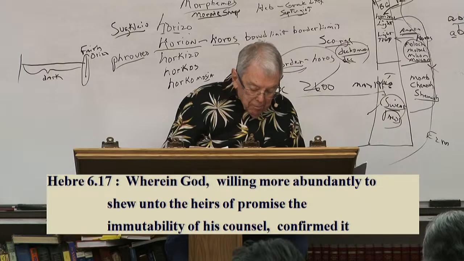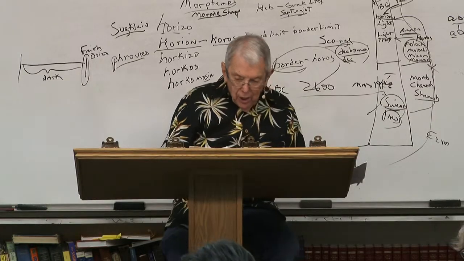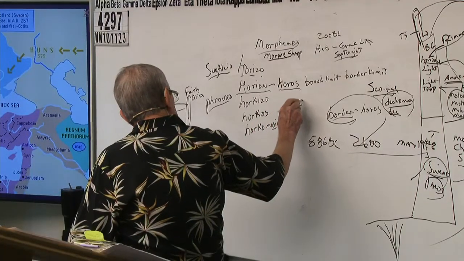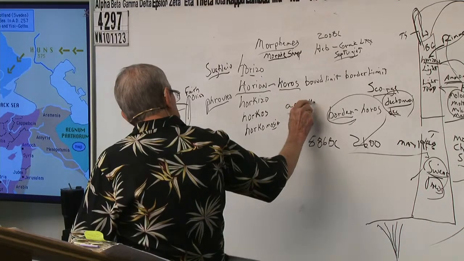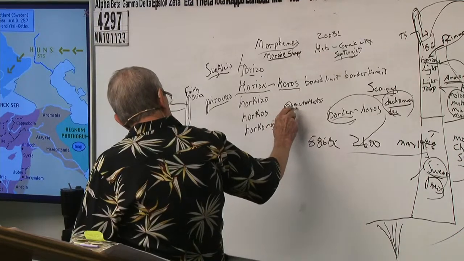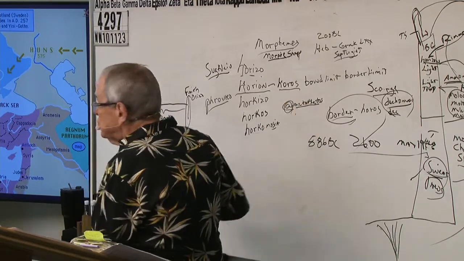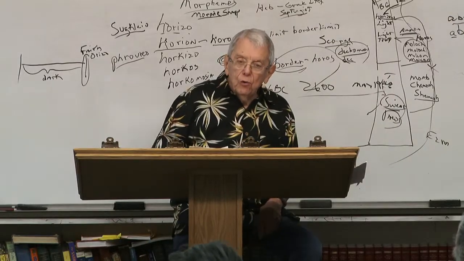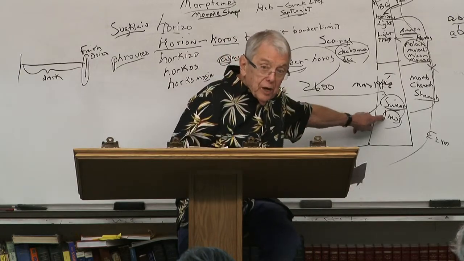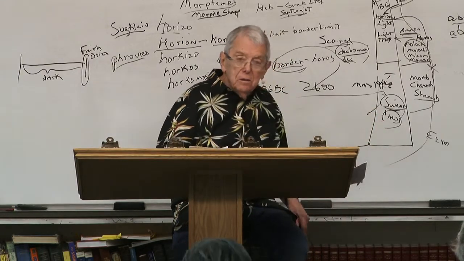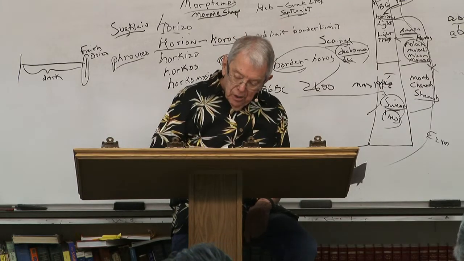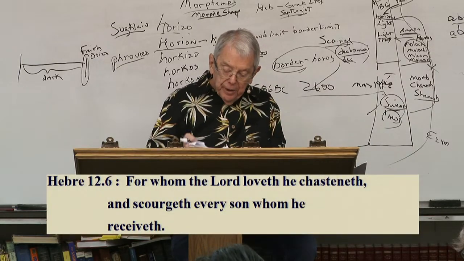Immutability is ametathetos, A-M-E-T-A-T-H-E-T-O-S. This is the alpha privative. This means changeable. This means unchangeable. His oath is unchangeable to us. He said, I'll scourge you when you're inside my boundary line, my horion, my horos. I'll scourge you. And look over here. Now flip your page over.